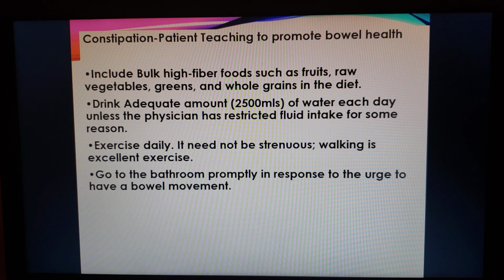We want to teach them to go to the bathroom promptly in response to the urge to have a bowel movement. Ignoring the urge can cause constipation.